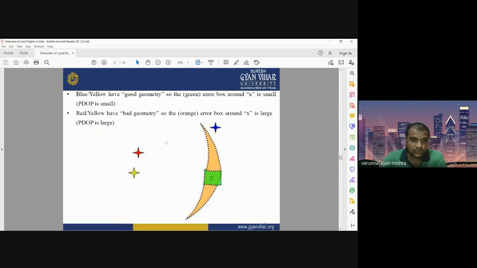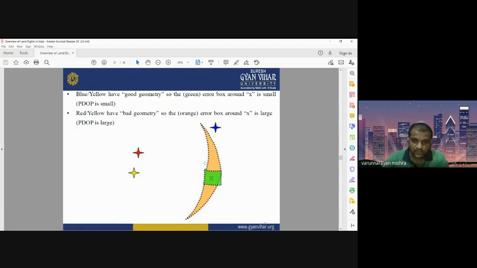Okay, so this also shows good geometry and bad geometry. Blue and yellow have good geometry because they are very far from each other. Consider the positioning of these two, blue and green, as satellites. These two satellites are separated very well from each other.